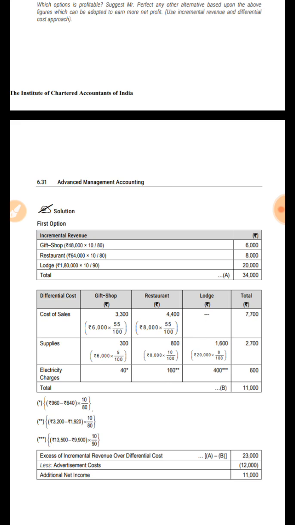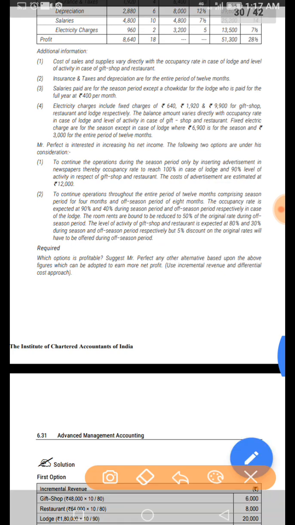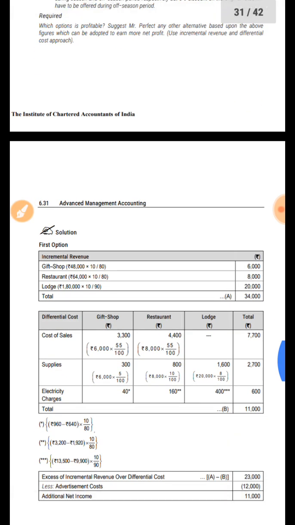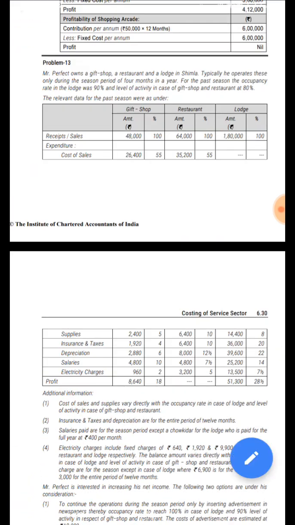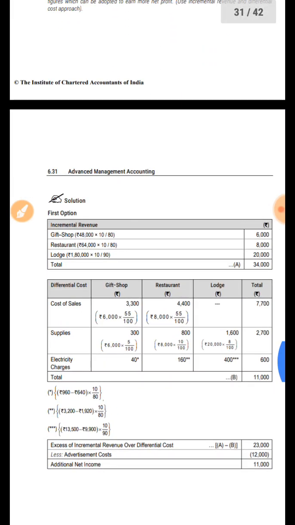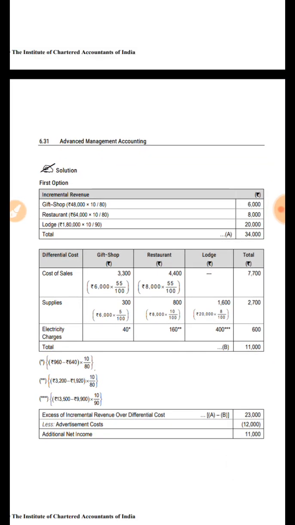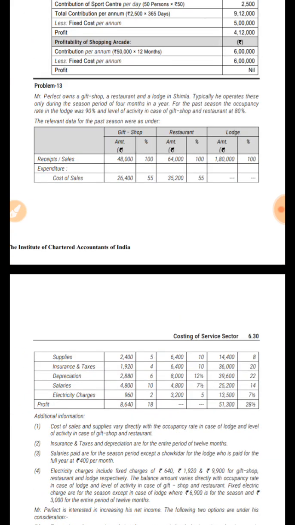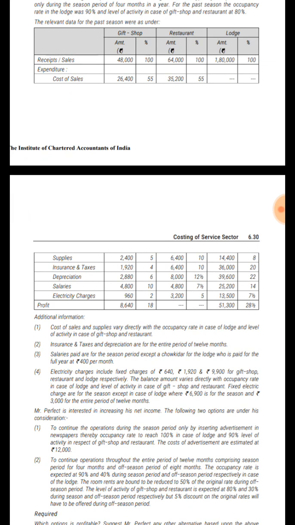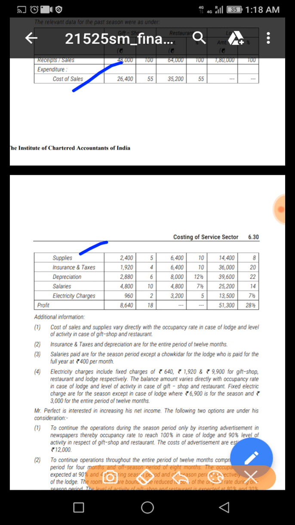And for the lodge, it was earlier 90%, now after this it's going to be 100% lodge occupancy rate. So earlier it was 90%, that's why we got 180 from here only. So 180,000 into 10 divided by 90, that much is the incremental revenue we got. But since we are increasing this extra 10%, for the extra revenue we will also have to incur extra cost. So that incremental cost also we have to see. Since we are taking only the incremental part, the cost of sales is relevant, supplies are relevant, and use is directly linked. Now insurance, taxes and depreciation are going to be there anyways, so we will not consider them.